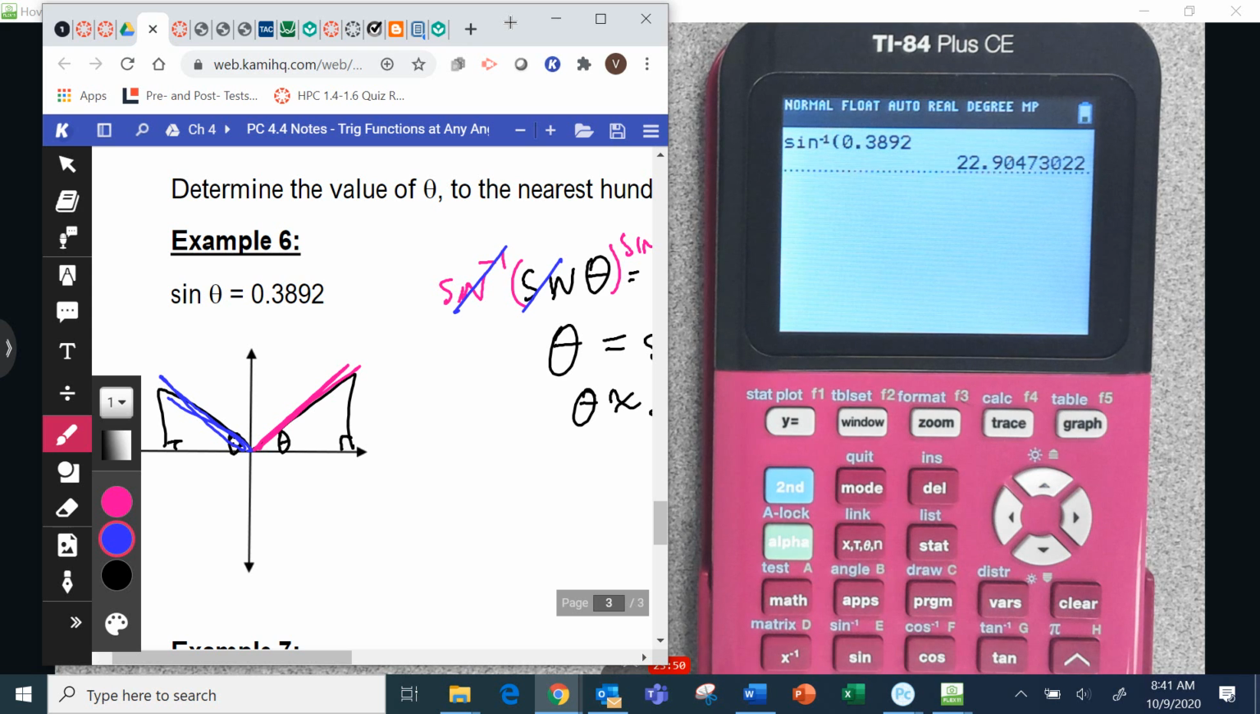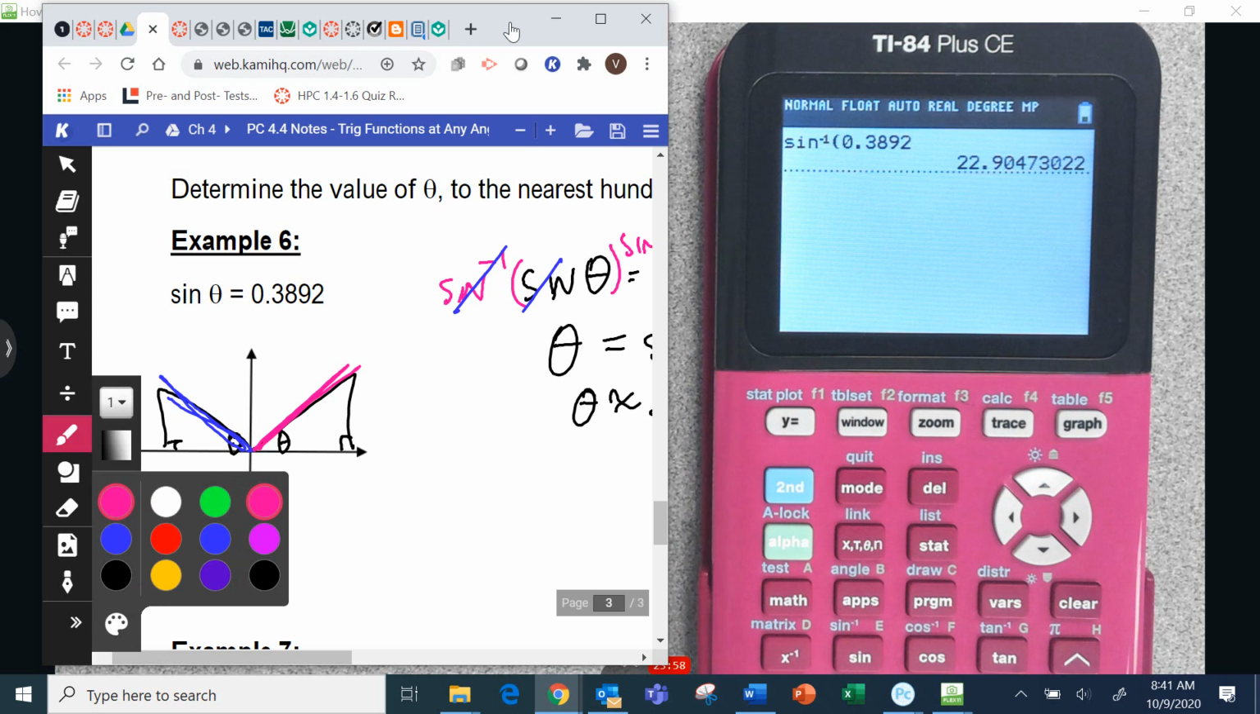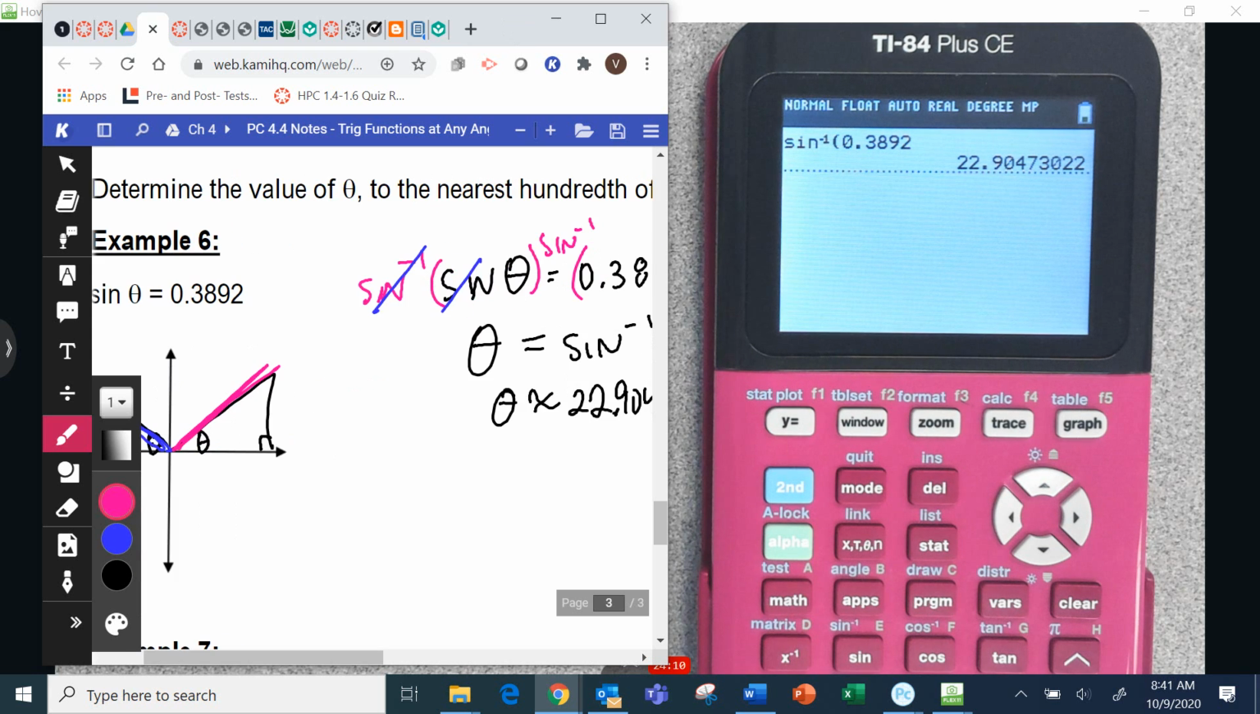Okay, so I got about 22.90. What did that just give me? I think I heard two answers in there. I definitely heard the reference angle. The louder people said the reference angle. But I think I heard another answer in there too.